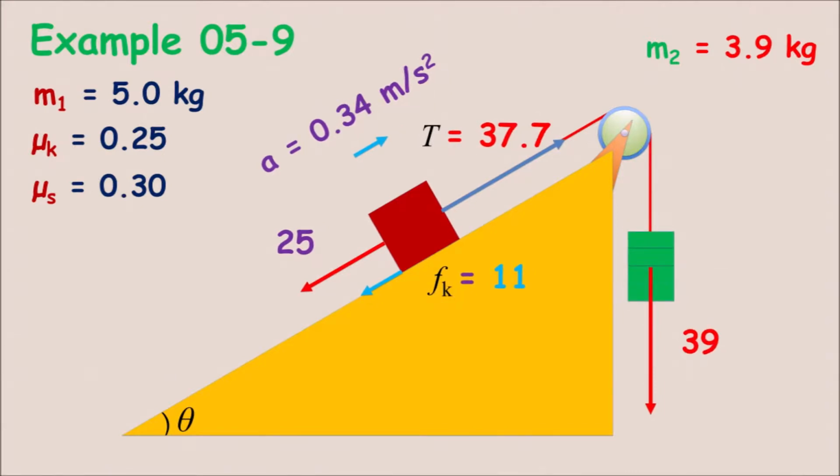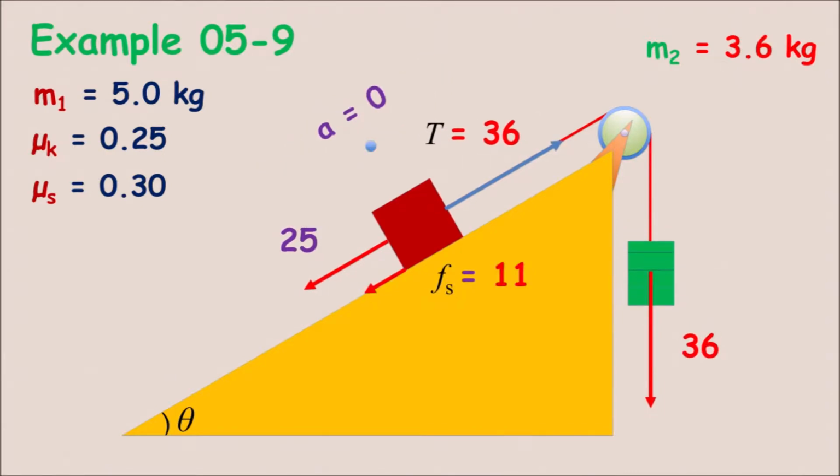Now continue watching if you would like to see how we can decide whether the system starts moving or not, and how to find the force of friction and the acceleration of the system if the values of the masses m1 and m2 are given.